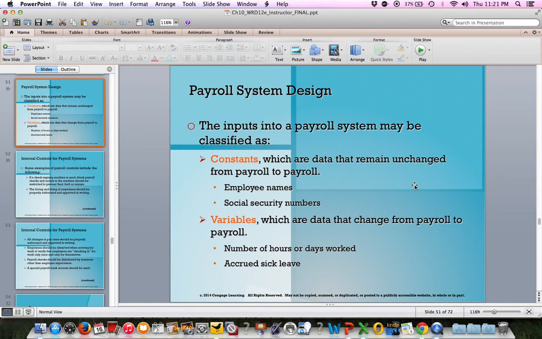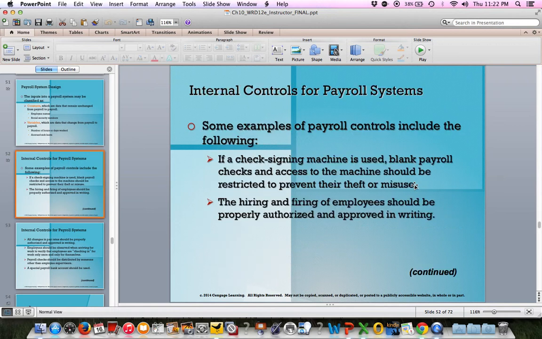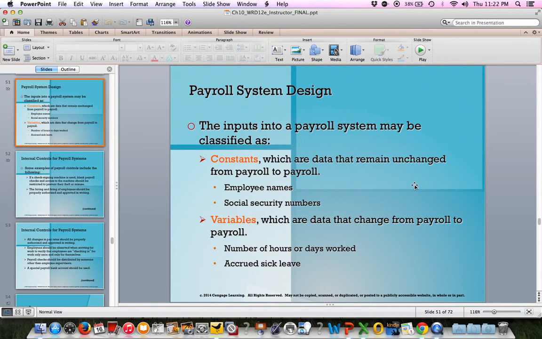Of course, there needs to be some good controls within a payroll system. It needs to be designed a certain way and have some controls. Inputs into a payroll system are classified as either constants or variables. Constants, data that stays the same from period to period, like employee names and their social security numbers, right? Those never change, obviously. Well, I guess somebody's last name can change, for various reasons, but typically the name and social security number stay the same. Variables, basically the number of hours that are worked, and accrued sick leave.